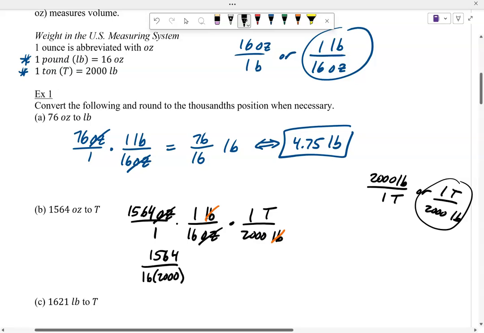I guess that's 32,000. But we're in tons, and now we're going to punch that in. So 1564 divided by 32,000 gives us 0.048875 tons. We're going to round to the thousandth position, so I look to the right of that 8, which is another 8, and it bumps it up, so 0.049 tons.